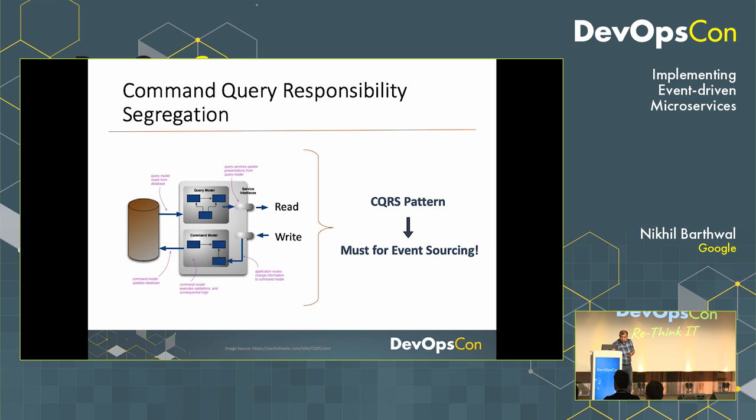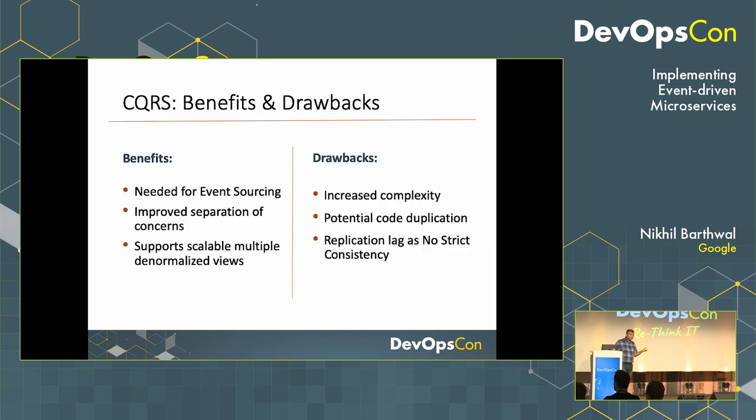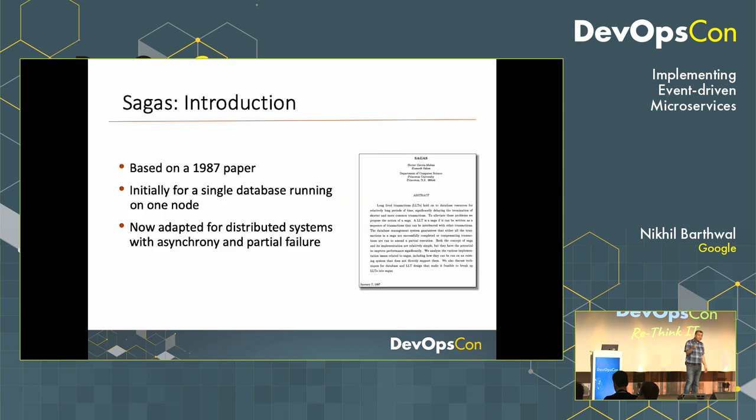Anyway, so moving on from CQRS, we talk about the benefits and drawbacks. Well, honestly, if you're using event sourcing, you really don't have much choice. But it improves the separation of concerns, right? Read and write, and you can have multiple views of the same system, scalable, denormalized views. Of course, like everything, there could be code duplication, there's a replication lag, there's no strict consistency, and above everything else, every pattern you use adds complexity. So that's CQRS.